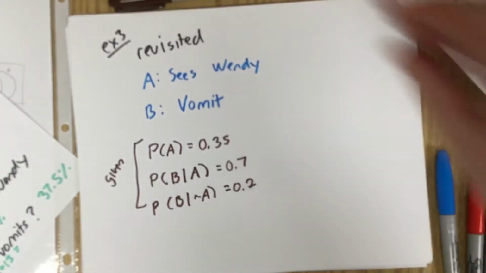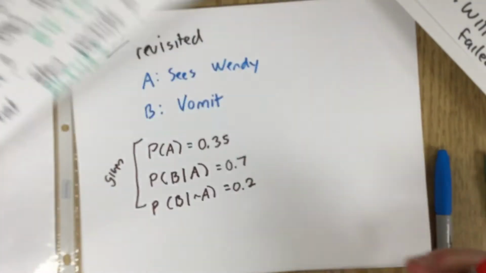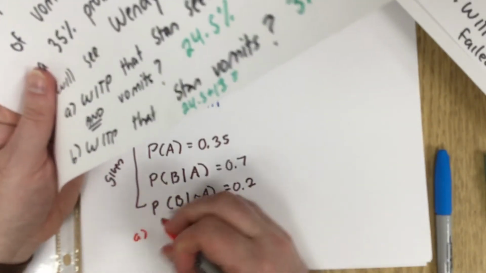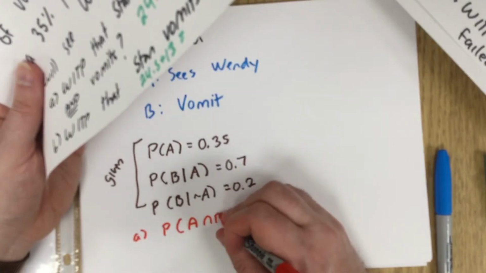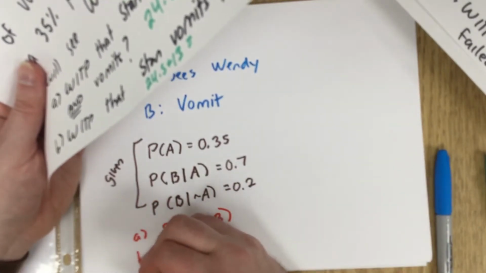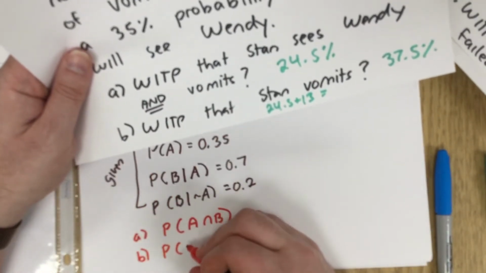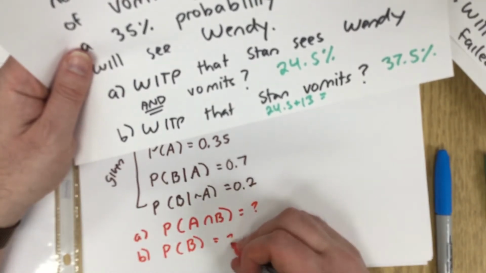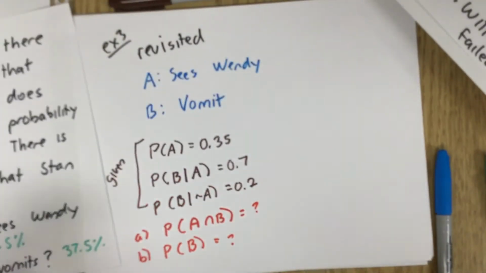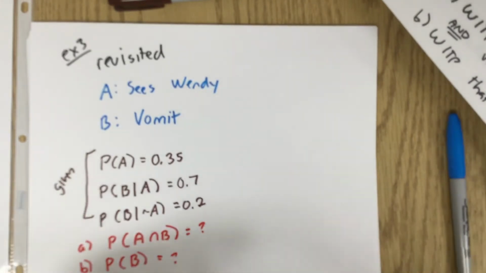And what the question was asking for was, what is the probability that Stan sees Wendy and vomits? So A was asking, what is the probability that he sees Wendy and vomits? And B was asking, what's the probability that Stan vomits? And that one was asking for the probability of B.